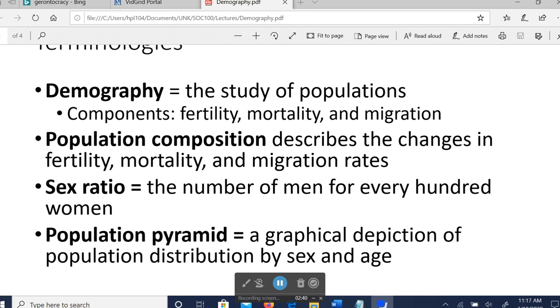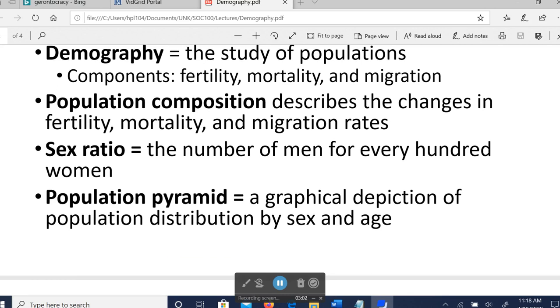And your book also mentions what is population composition. Essentially, population composition describes the changes in these three components of demography. And your book also talks about sex ratio. It is just the number of men for every 100 women.